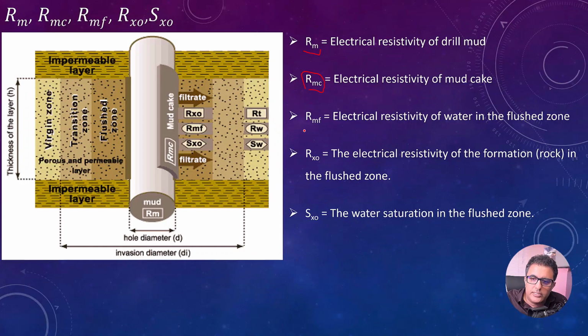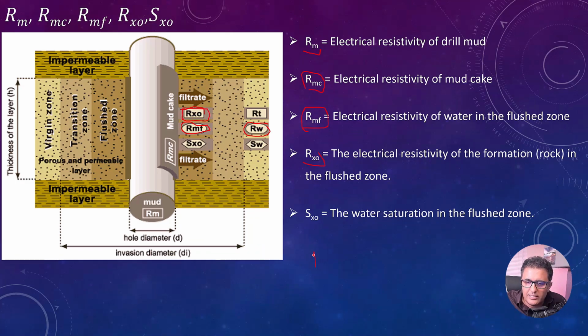Now, another important resistivity is RMF, that is the resistivity of the mud filtrate in the flush zone. Just notice that the mud filtrate is in the flush zone, we call it RMF, and you may consider the equivalent in the virgin zone is RW. So RMF is the electrical resistivity of the water or mud filtrate in the flush zone, and RXO is the resistivity of the formation in the flush zone.